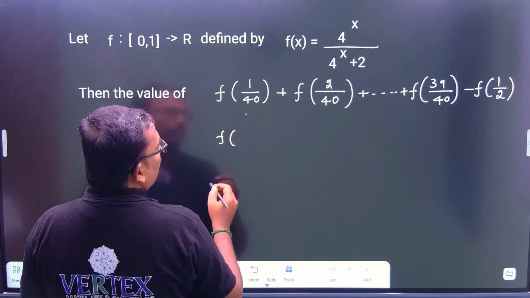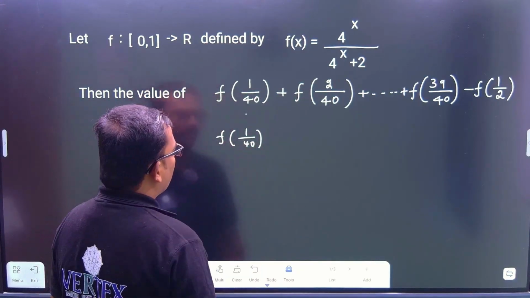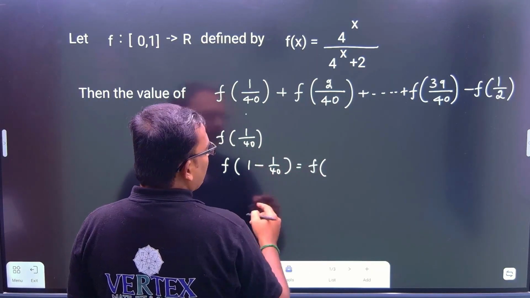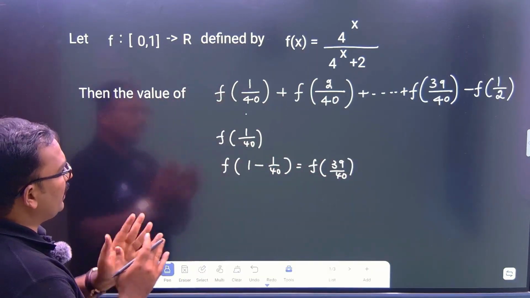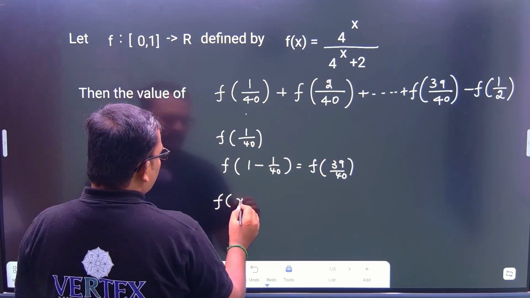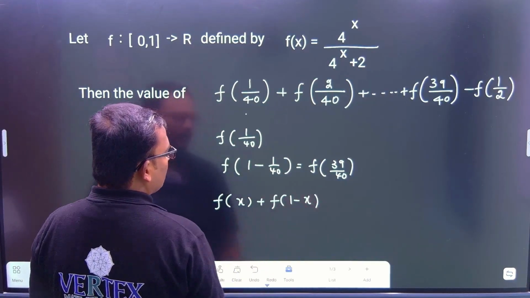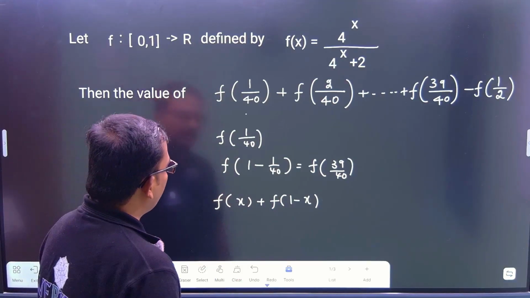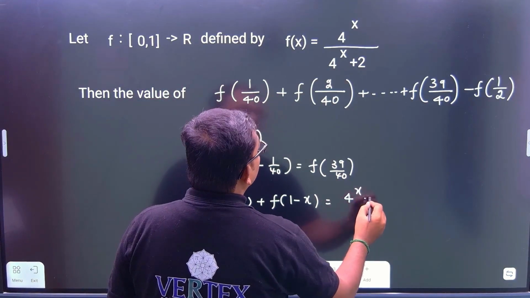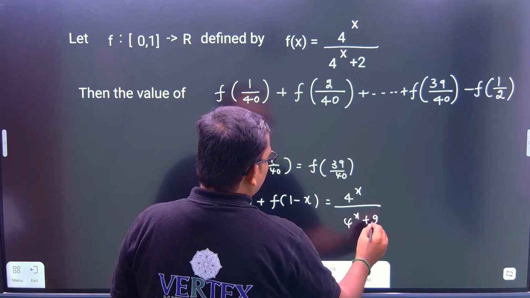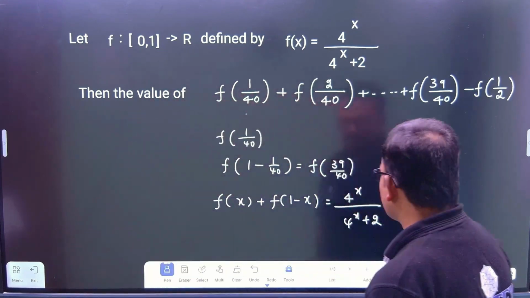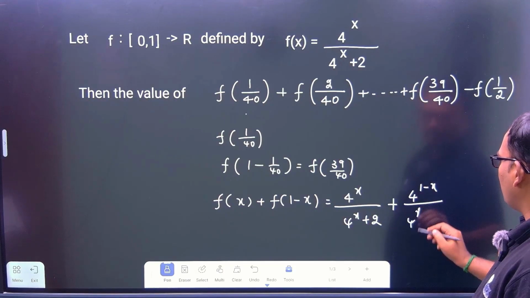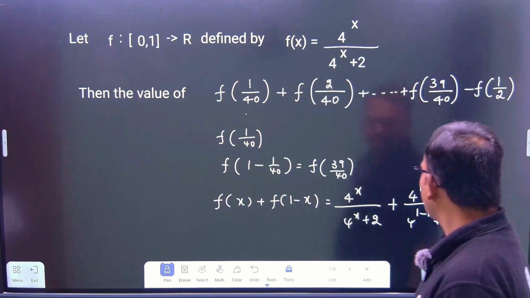You can see f of 1 by 40. Consider this is your x. You check f of 1 minus 1 by 40. What will we get? f of 40 minus 1, 39 by 40. Therefore, we can find the relation f of x plus f of 1 minus x. You have to find out what is f of x plus f of 1 minus x, right? So let's see here. What is f of x? 4 power x divided by 4 power x plus 2, plus f of 1 minus x. Just replace x by 1 minus x. That is 4 power 1 minus x divided by 4 power 1 minus x plus 2. Now you can simplify this one.